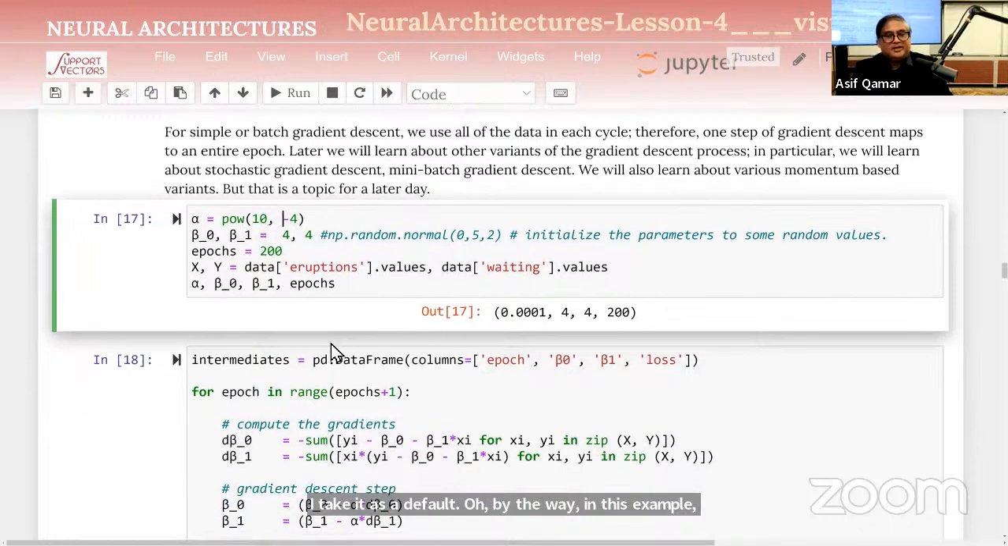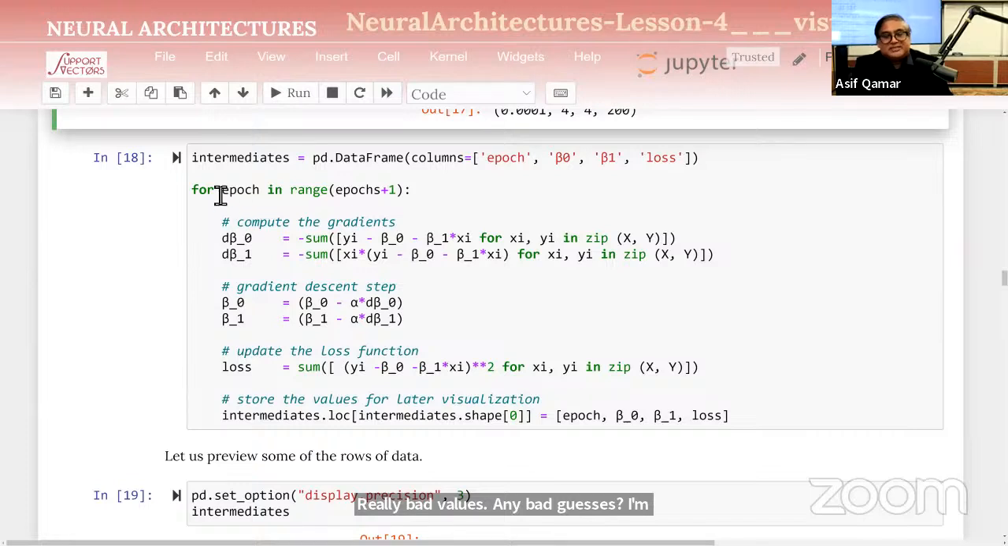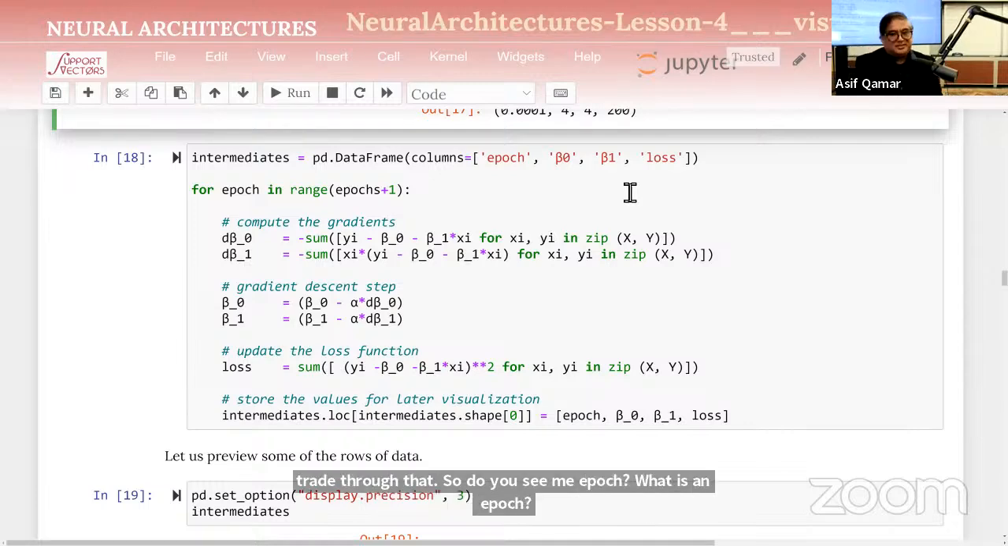You take random values of beta naught, beta 1, but for the visualization purpose, I cheated. I took a value so I could show you the gradient descent in progress. I deliberately took values far off. Really bad values, really bad guesses. I'm going to iterate through that. So do you see me epoch? What is an epoch? Epoch is one cycle through the data, one iteration through the data.